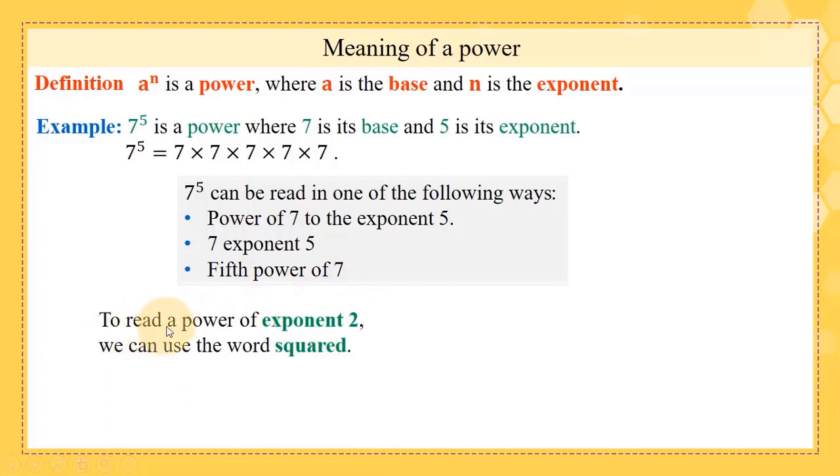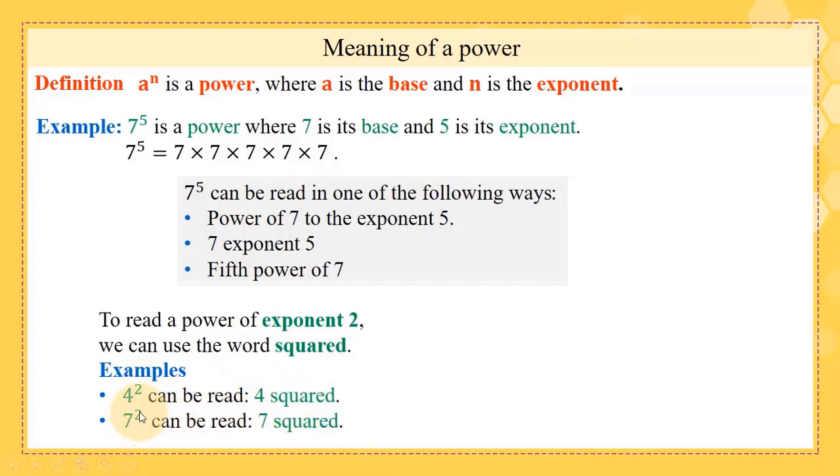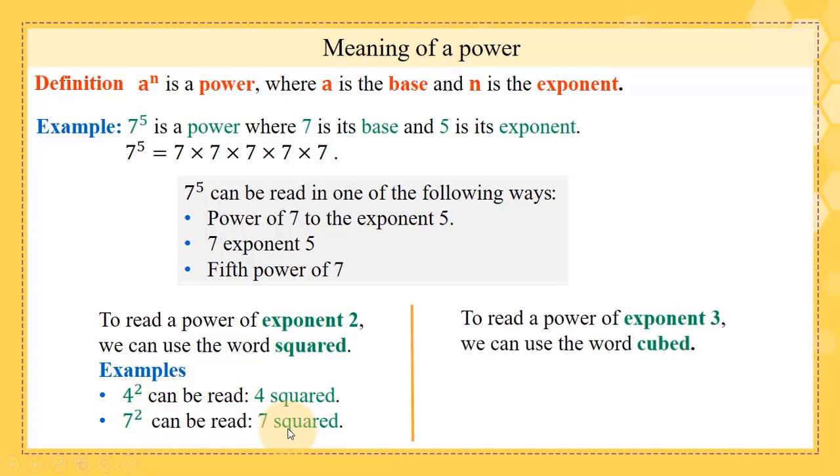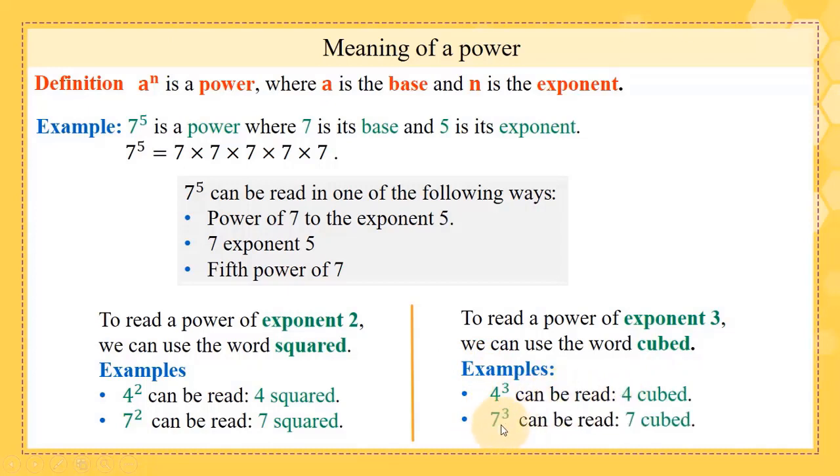We have two special cases to read a power. One of them is of exponent 2, so we can use the word squared. Examples, 4 exponent 2 can be read 4 squared, and 7 exponent 2 can be read 7 squared. Also, to read a power of exponent 3, we can use the word cubed. Examples, 4 exponent 3 can be read 4 cubed, and 7 exponent 3 can be read 7 cubed.